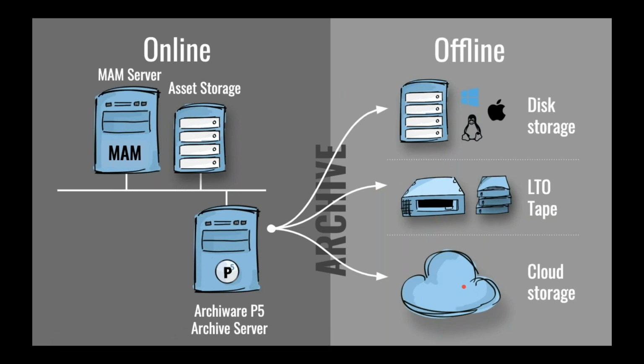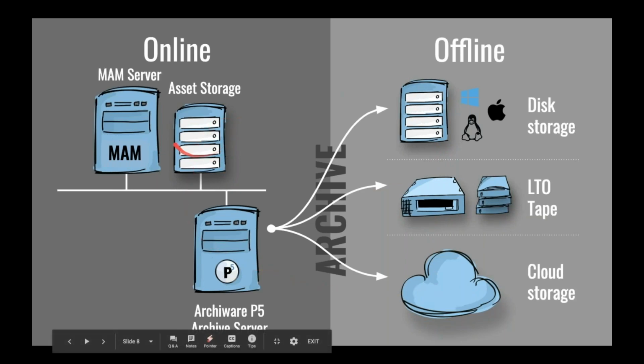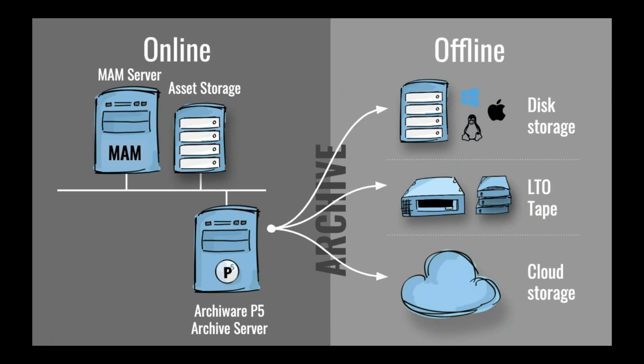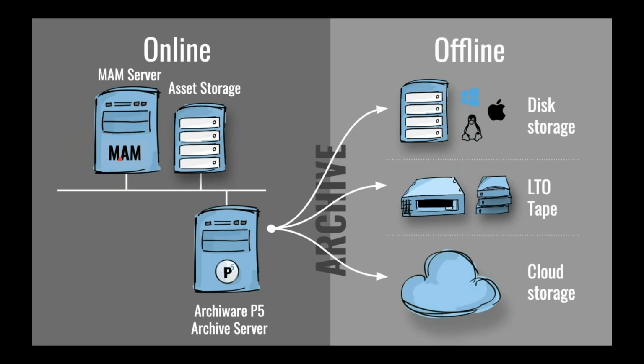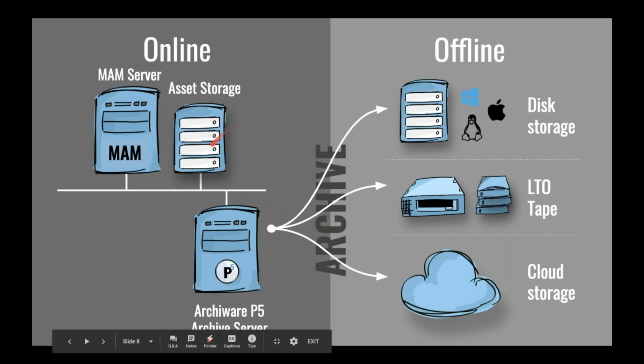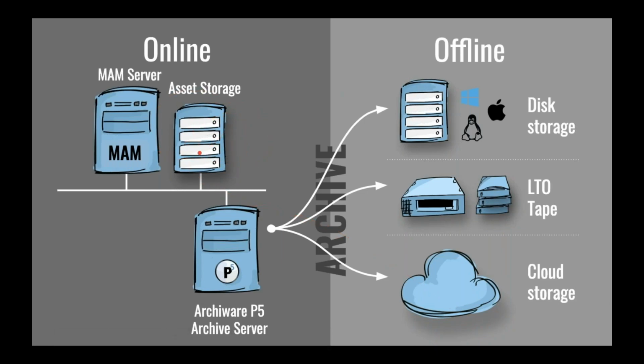And once those assets have been archived, they will typically be removed from the online storage so that you get the benefit from the extra space freed up immediately. And then there will be a workflow either by using the P5 archive interface, web interface, or by using the MAM software, depending on which MAM software it is, to actually select the assets that you want to recover, and then they'll be located on tape or cloud or wherever they're living and brought back onto the online storage so that you could start another edit or another revision of a piece of work.